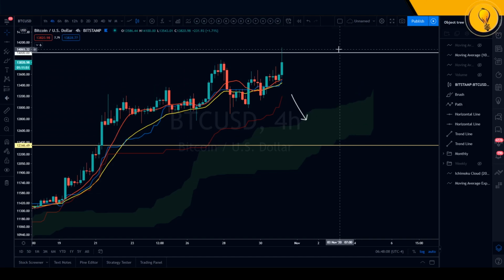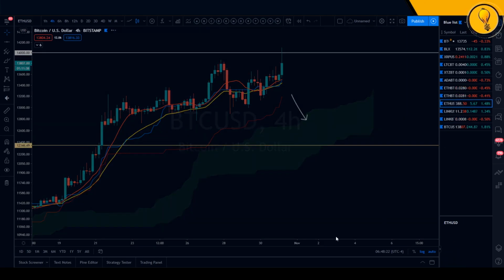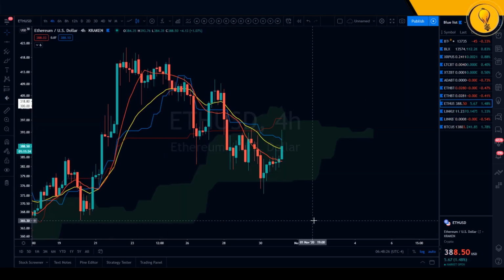If we close over 14K, I think it's game, okay, game for the bears. This is likely to have continuation to the upside. And yeah, this is what Bitcoin's doing. Let's quickly pan on over to Ethereum. ETH usually moves with Bitcoin, and has it moved this time? It has. I mean, Bitcoin has been extremely aggressive.